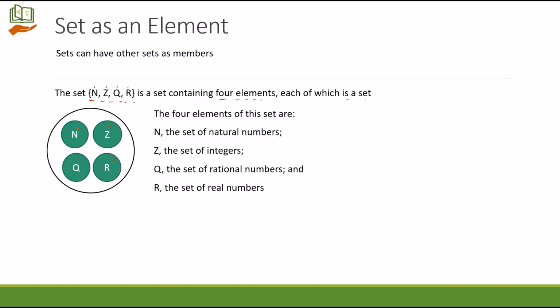The 4 elements of this set are N, the set of natural numbers or non-negative numbers we can say, Z, the set of integers, Q, the set of rational numbers, and R, the set of real numbers. So these 4 sets are present inside this particular set. So we can say the set can also be an element to another set. Now we will get into size of a set.